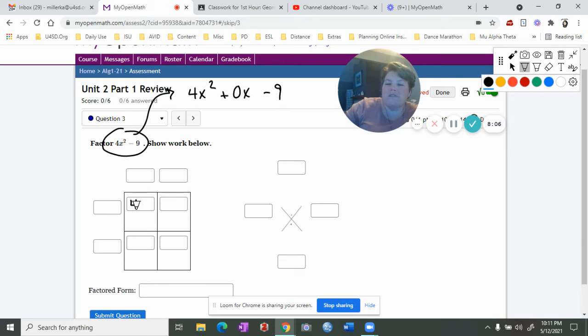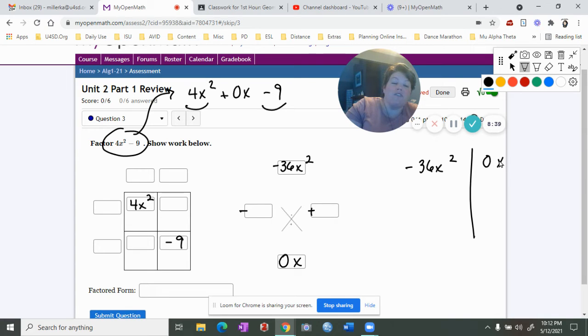My first term goes in the upper left. My last term goes in the lower right, bringing the sign with it. Now, when I multiply those together, that gets me negative 36x squared. And I have 0x as my sum. So this tells me I'm going to have a negative and positive of the same thing because they need to add to 0. So when I'm looking at my factors of negative 36x squared and looking for that sum of 0, I'm asking, okay, what number times itself is 36 so that I can change the sign of one of them and add to 0?